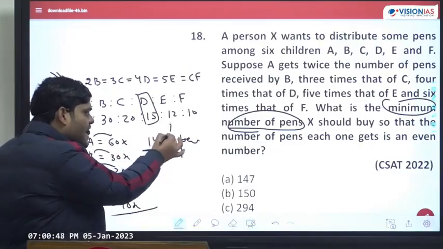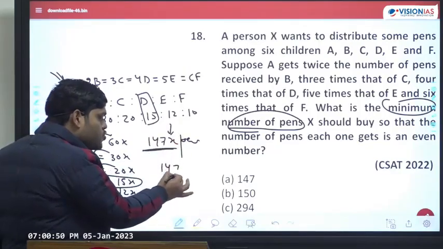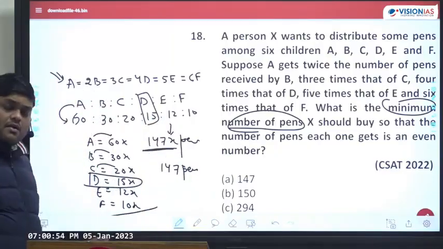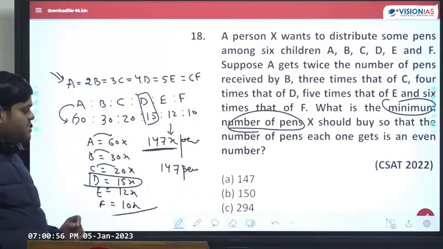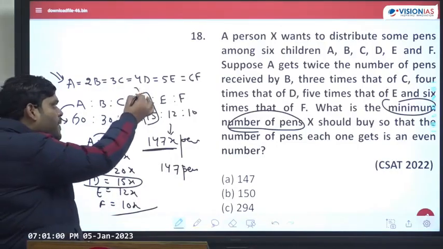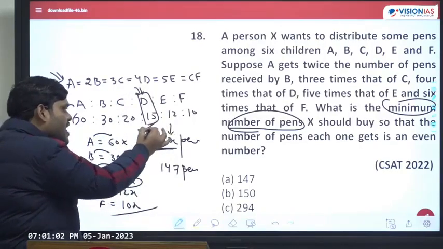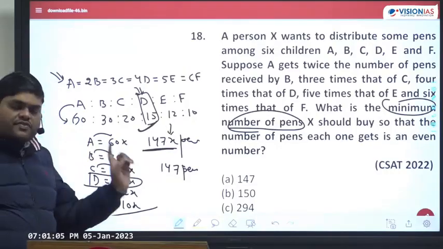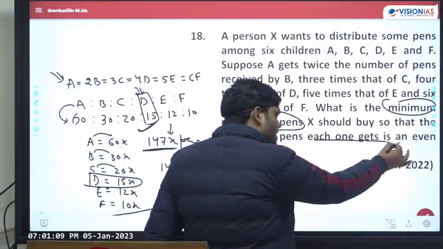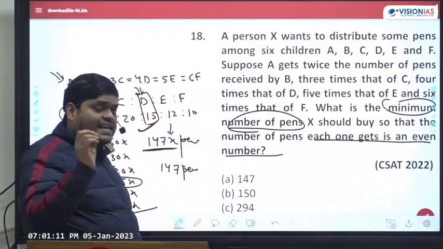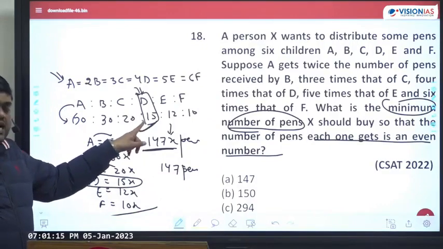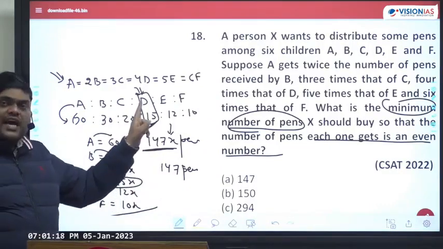If I put x equal to 1, the total number of pens becomes 147. But here is one problem. If 147 pens are there, then the number of pens D will have is 15. Now there is a problem, because the condition is that each one will have an even number of pens, but this is an odd number. That's why the x value cannot be 1.